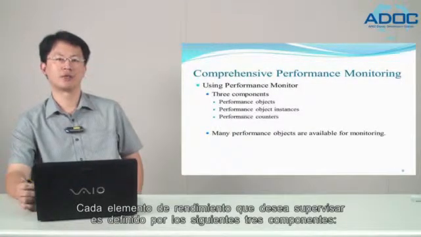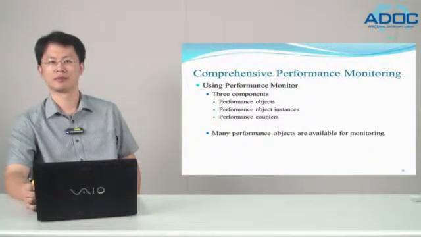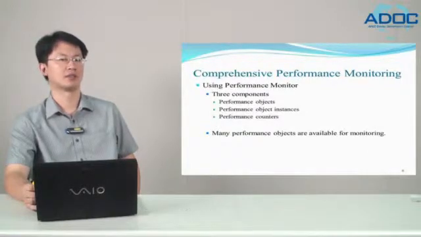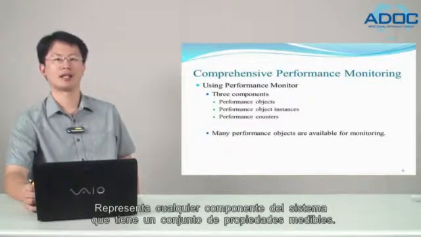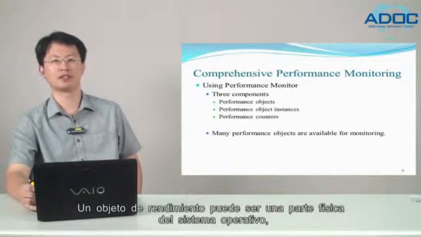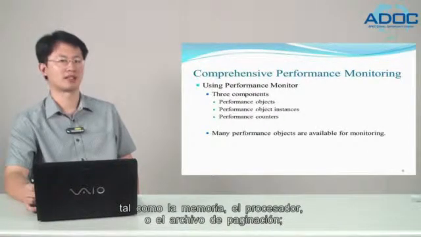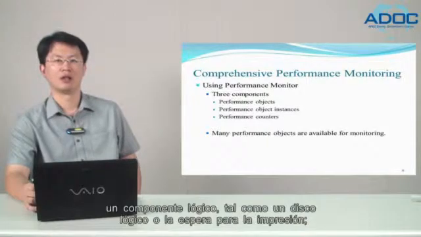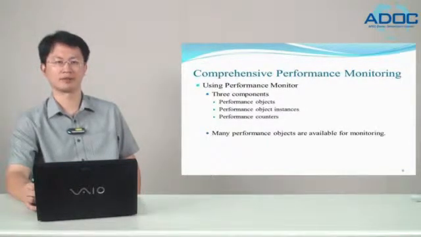Each performance item you want to monitor is defined by the following 3 components. Performance objects represent any system component that has a set of measurable properties. A performance object can be a physical part of the operating system, such as the memory, the processors, or the paging file. A logical component, such as a logical disk or print queue. Or a software element, such as a process or a thread.